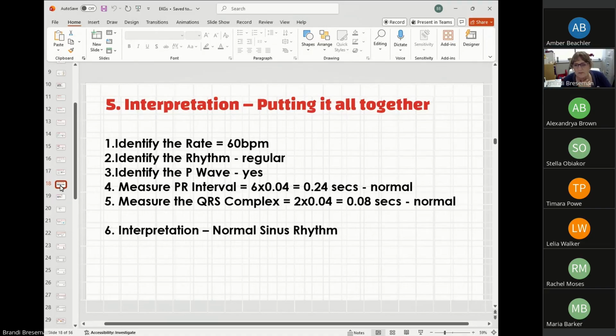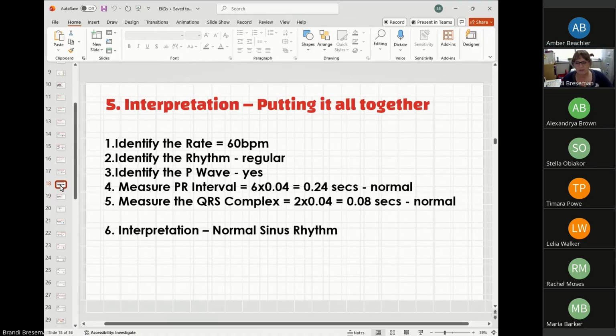Remember, I came up with 0.02. And then the QRS complex of 0.08 is normal. The QRS complex is 0.06 to 0.12. So everything is normal. It is called normal sinus rhythm. That's your interpretation.